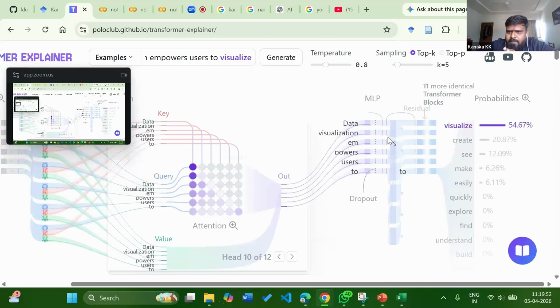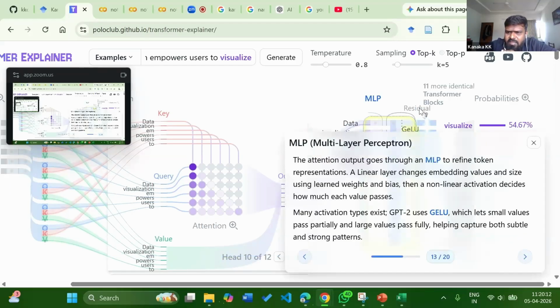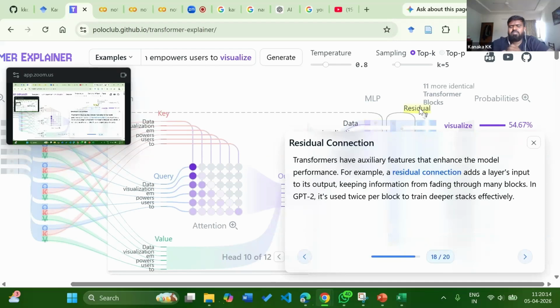Ultimately, to the multi-layer perceptron, one more activation function is added, that is GELU. It is similar to ReLU. The G stands for, I think, geometric; I don't know exactly what GELU stands for. Then after that, we add a residual connection.